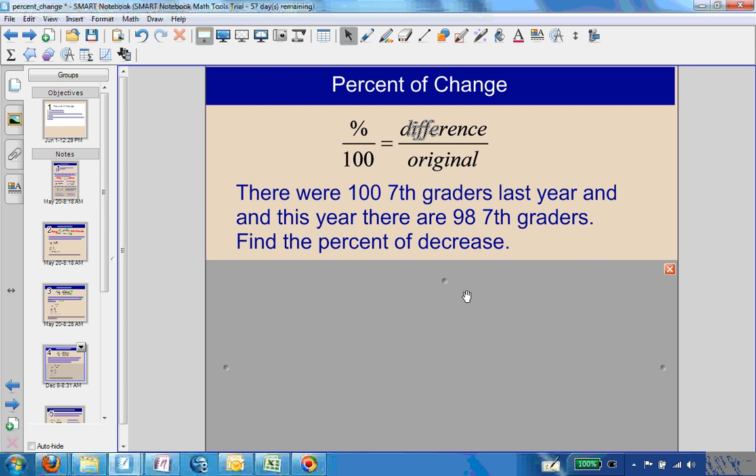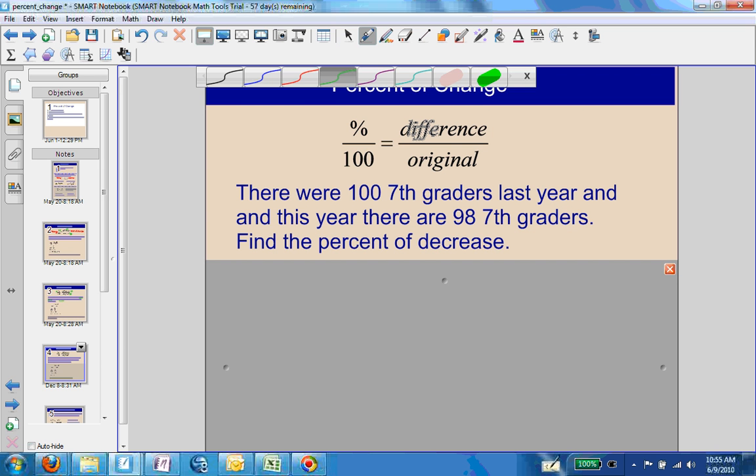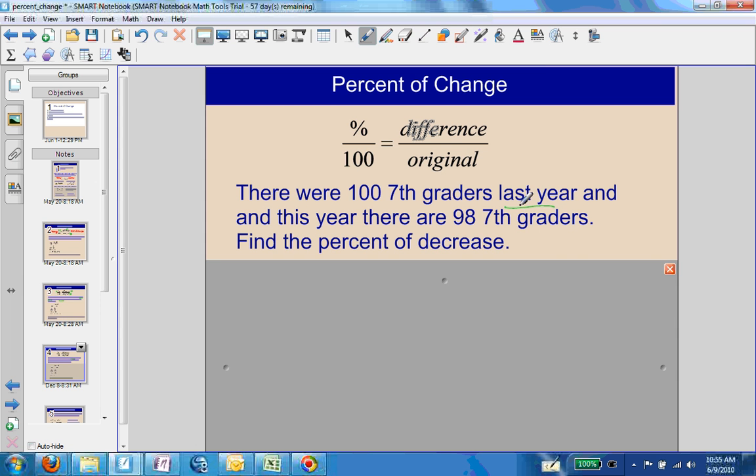Let's look at another example. There were 100 7th graders last year, and this year there are 98 7th graders. Find the percent of decrease. So last year, I want to make sure I get the original, there were 100 7th graders, and this year there are 98 7th graders. So 100 minus 98 is 2.